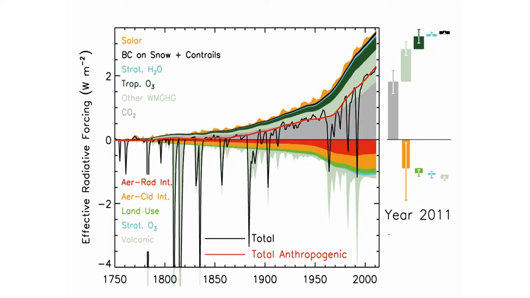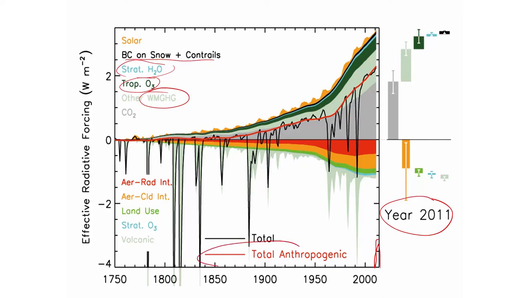So here again, looking at something we looked at before, over time, the emissions from solar is basically a little bit small one here. Black carbon on snow and contrails, other well-mixed greenhouse gases, tropospheric ozone, stratospheric H2O and so on. That goes up to about 2005 here, and year 2011 is shown in contrast, and you can see that the ranges are already increasing. So every forcing is automatically increasing over time.